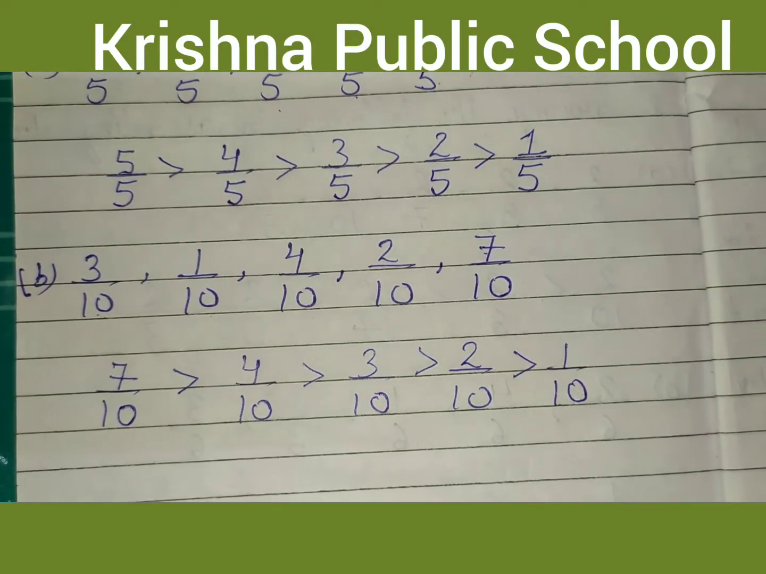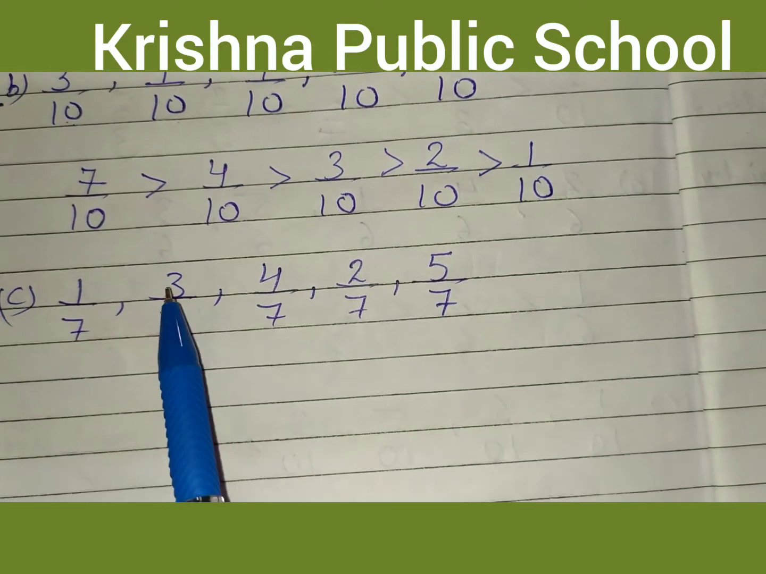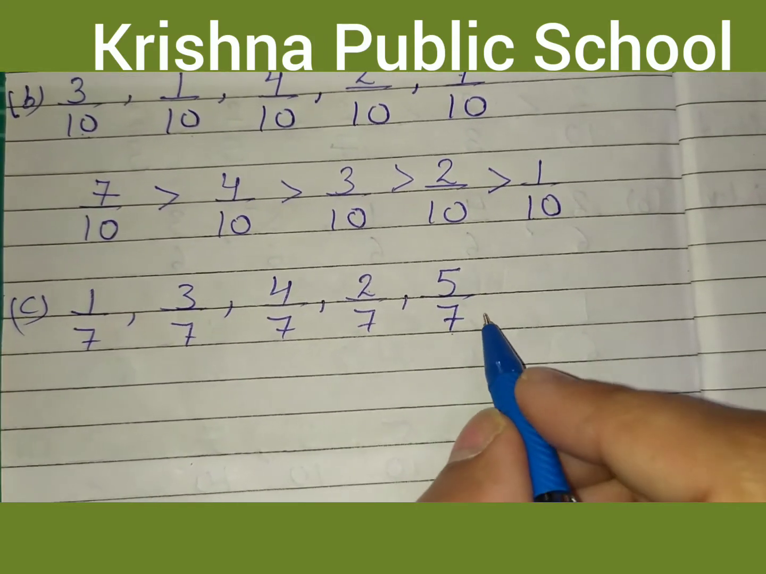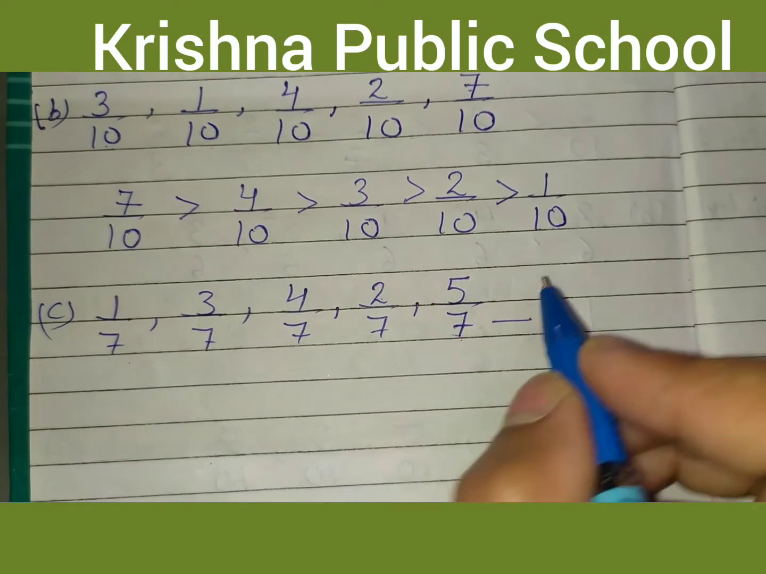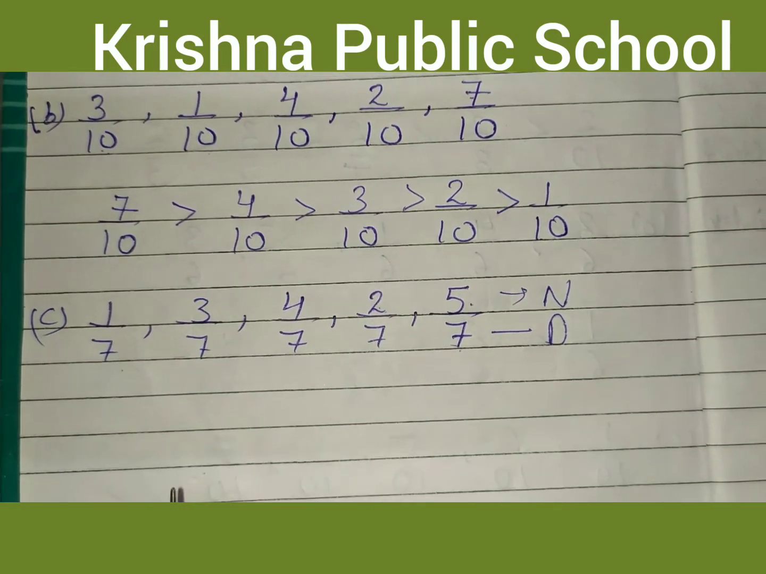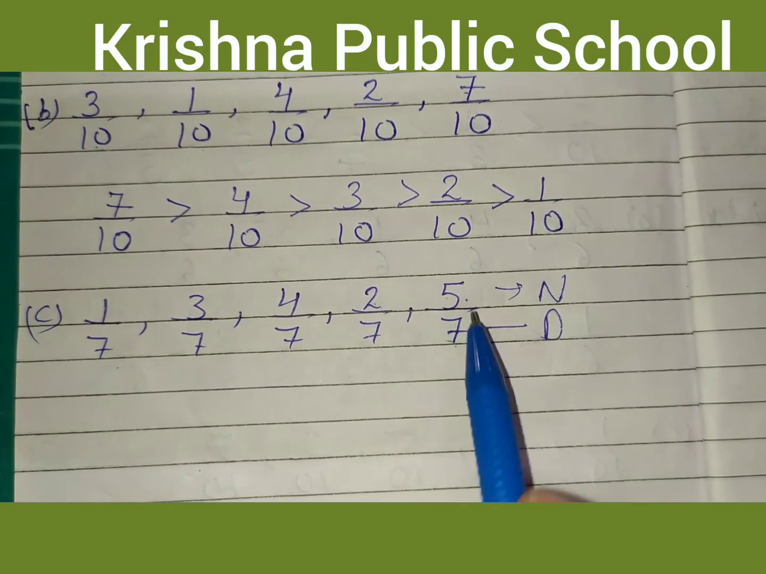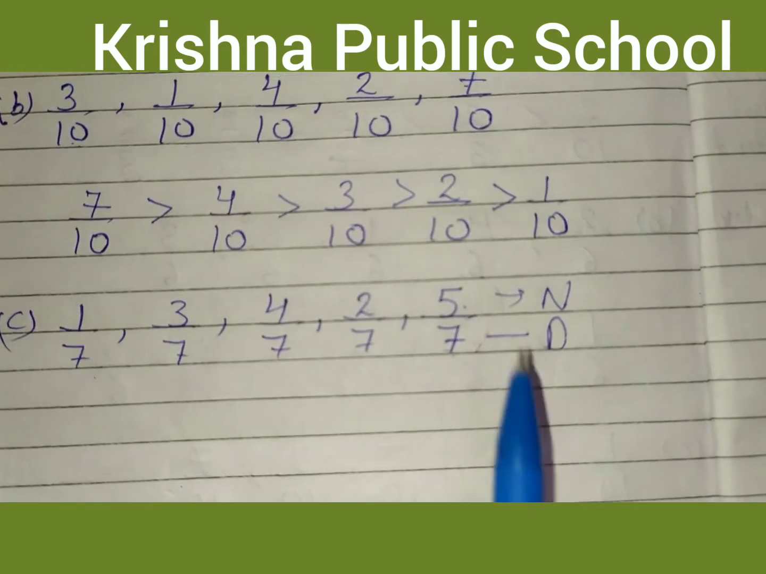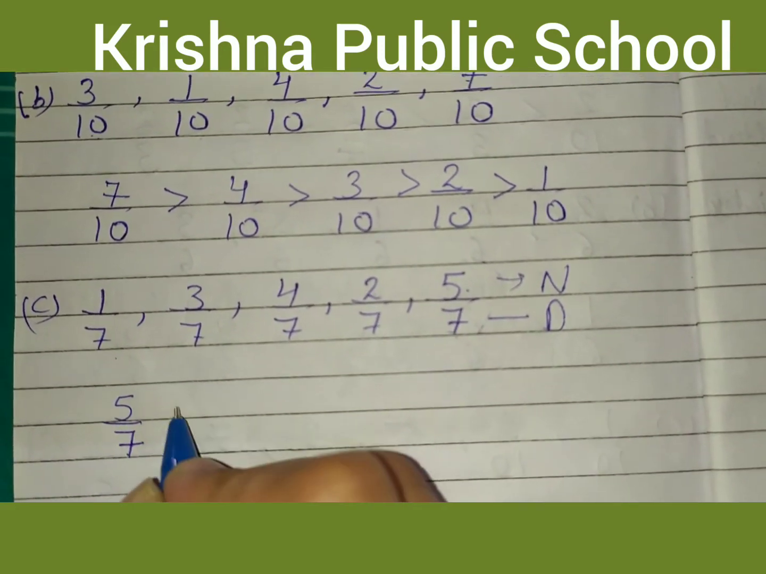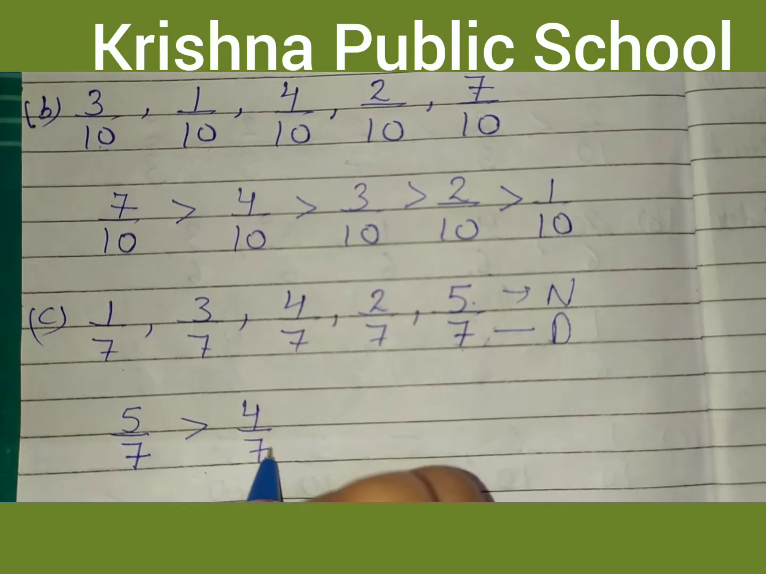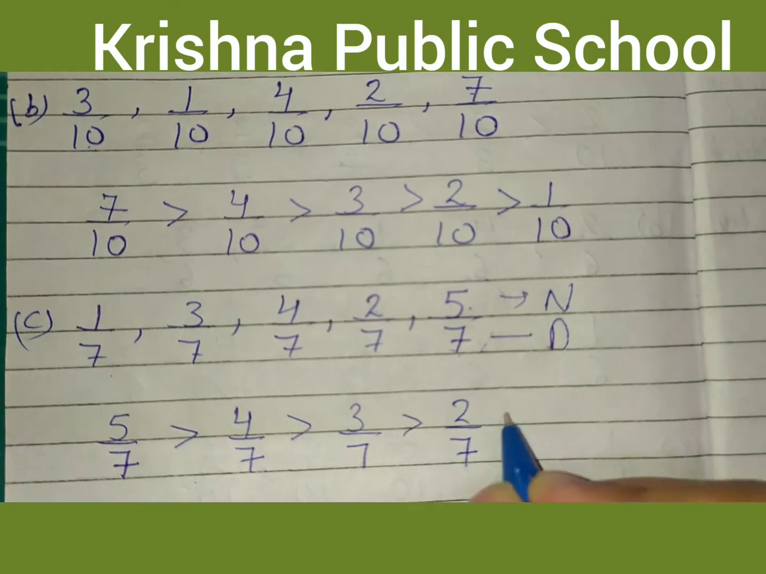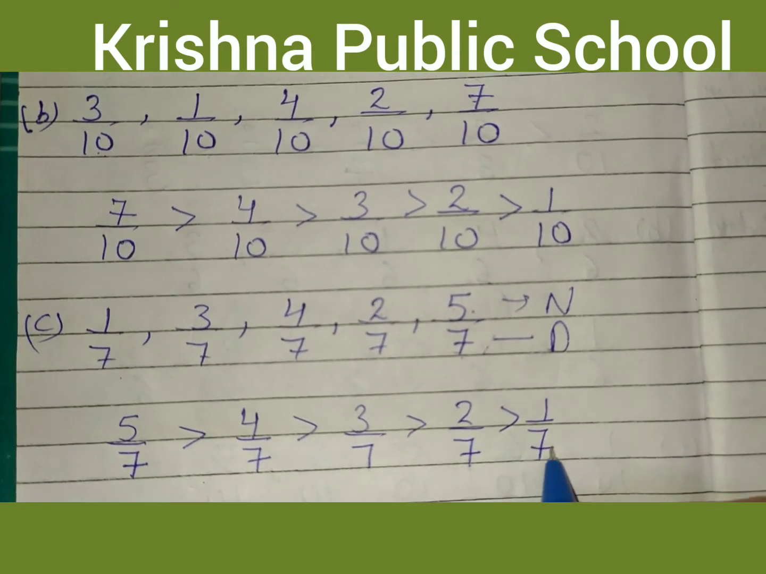This is the answer. Next is 1 upon 7, 3 upon 7, 4 upon 7, 2 upon 7, 5 upon 7. The denominator 7 is common and the numerators are 1, 3, 4, 2, 5. So compare numerators. The greatest numerator is 5. That is why this fraction is greatest. The fraction 5 upon 7 is greatest. Firstly write 5 upon 7. Then write 4 upon 7. Then write 3 upon 7. Then write 2 upon 7. And the smallest is 1 upon 7. This is the answer. Okay, children?